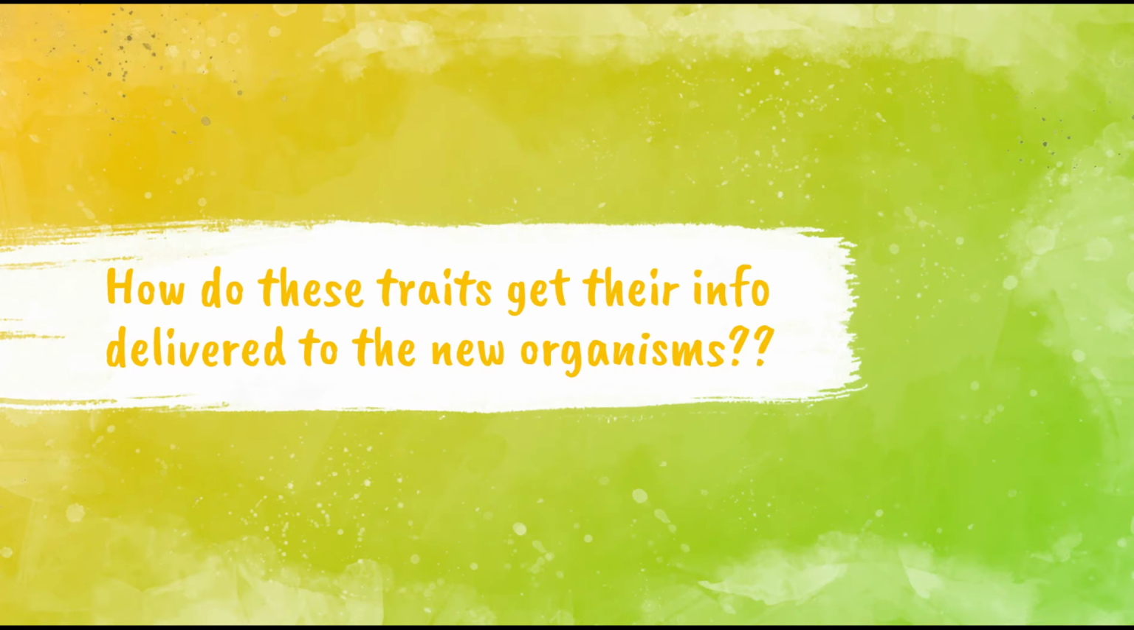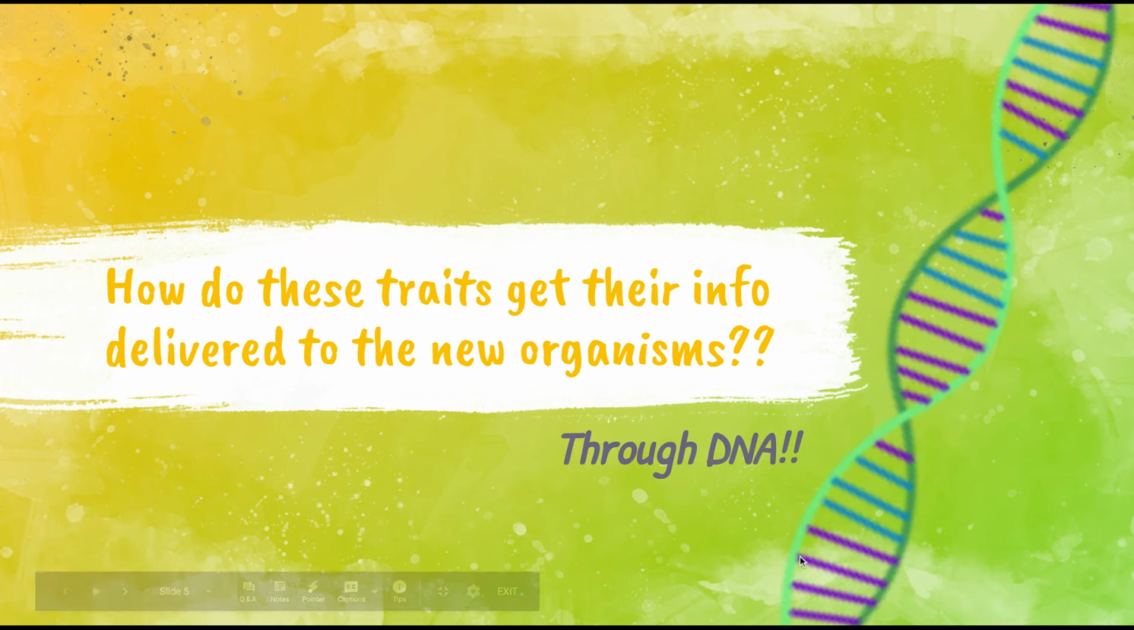Okay. So how do these traits get their info delivered to the new organisms? How do the traits get passed on from the parents to the offspring? It's through the DNA. If you've never heard of DNA before, it's a big old long word. Okay, but this is what it looks like. It's a twisted ladder. It's a double helix. That's the shape of it.